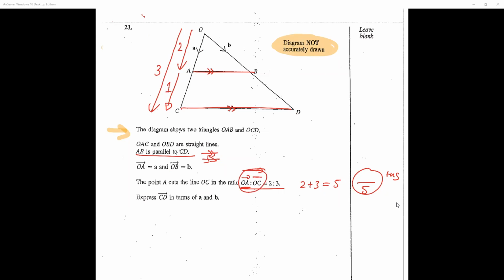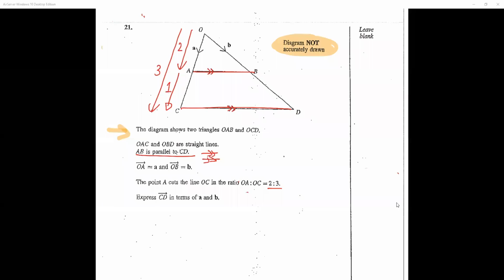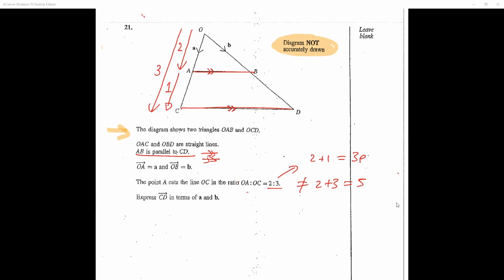All right, yeah. So that's not a problem. Making mistakes and thinking something is something else is part of learning math. So that's fantastic. The most important thing is you're able to pull the question back from where you took it. So a 2 to 3 ratio does not mean 2 add 3 equals 5. It actually means 2 add 1. So we've got 3 parts.